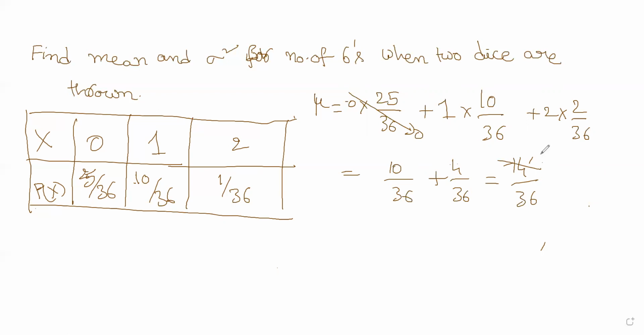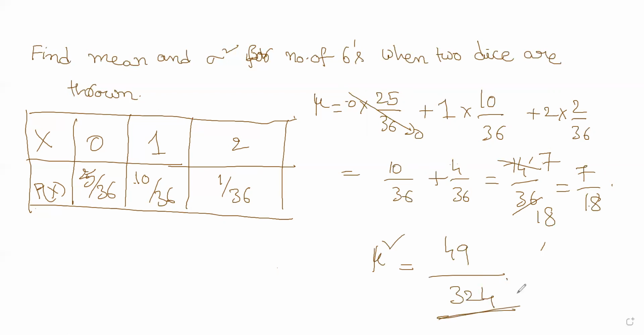So let's solve this: 2 7s are 14 and 2 18s are 36. So 7 by 18. That's the mean. And now what you have to do? Square it and keep it aside. So square it, that is 49 by 324. Keep it aside.